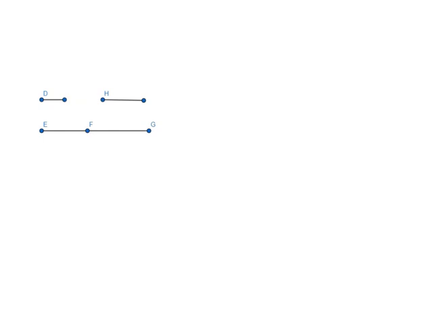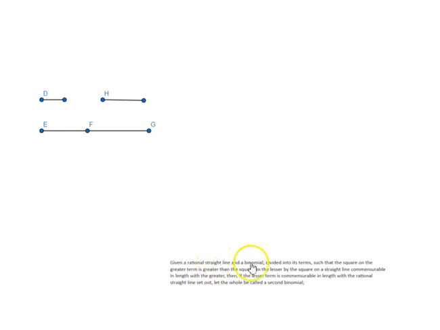So let's look at the definition. Given a straight line and a binomial divided into its terms, such that the square on the greater term is greater than the square on the lesser by the square on a straight line commensurable in length with the greater. Up till here, it is the same as the definition for the first binomial line. Now for the second one, this is where the difference comes.